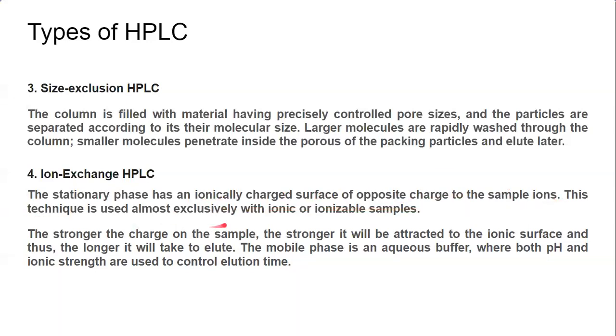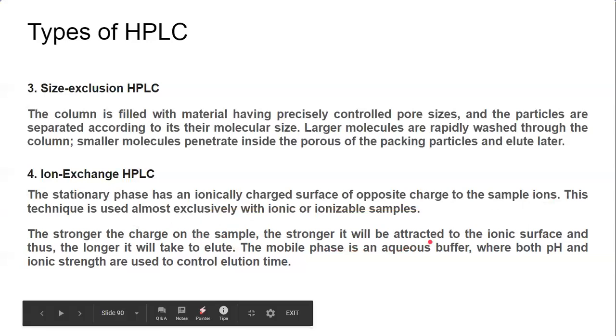This technique is used almost exclusively with ionizable samples. So when we are separating ionizable or ionic samples, at that time we use this type of stationary phase. The stronger the charge in the sample, the stronger it will be attracted to the ionic surface, and thus a longer time it will take to elute. The mobile phase is an aqueous buffer, where both the pH and the ionic strength are used to control the elution time.